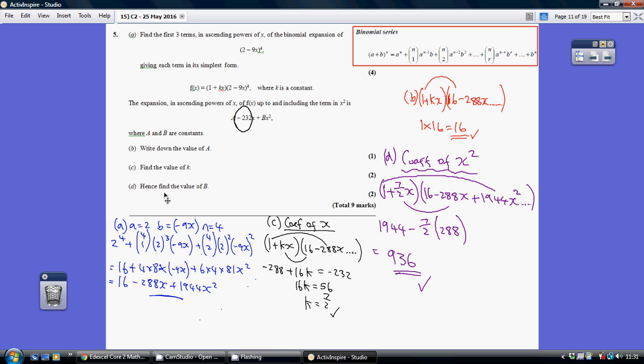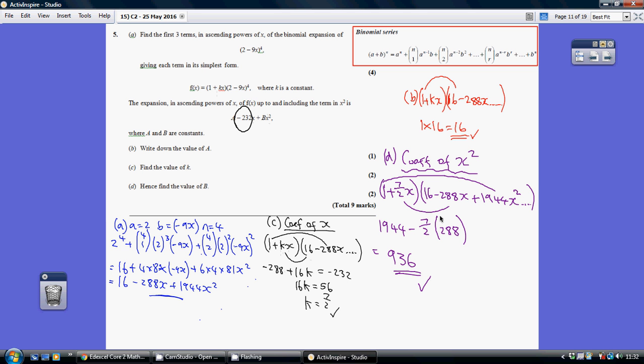Now for part D, we've got to find the value of b. Well, this requires us to look at the coefficient of x squared. So again, our starting point, our first bracket, is 1 plus kx. Well, we've just worked out that k is 7 over 2, so we include that. And then just setting out our second bracket here, so that's just from part A again.